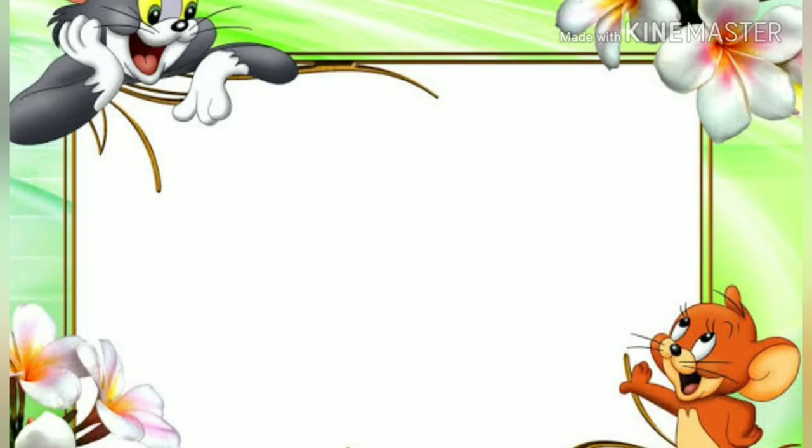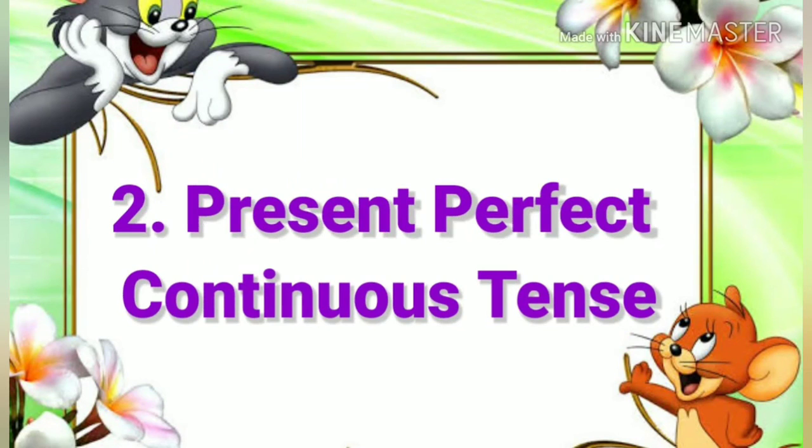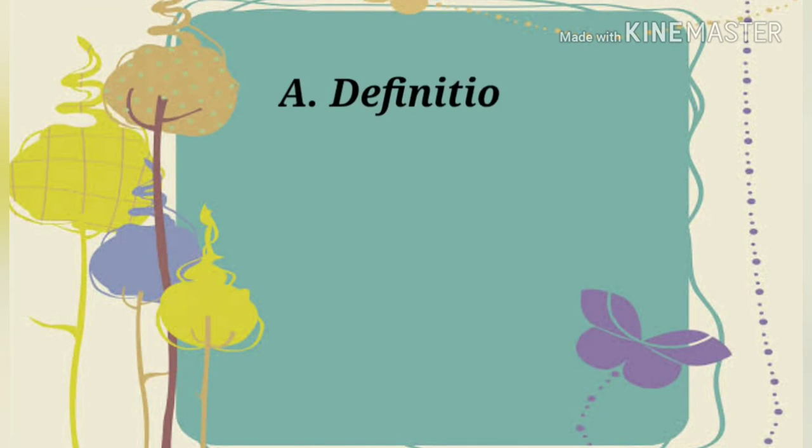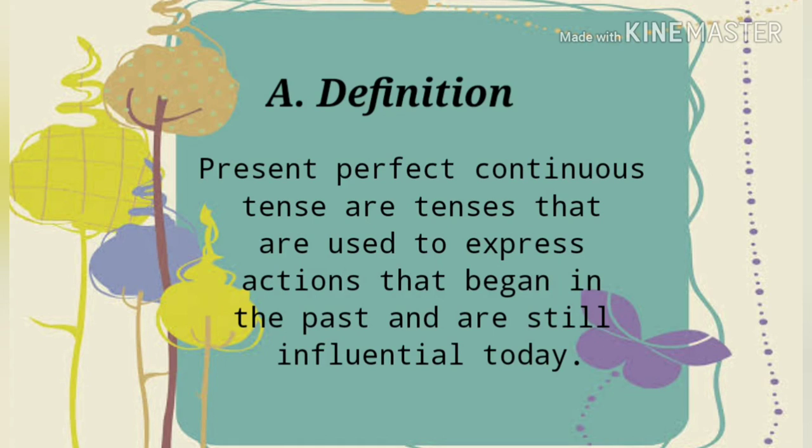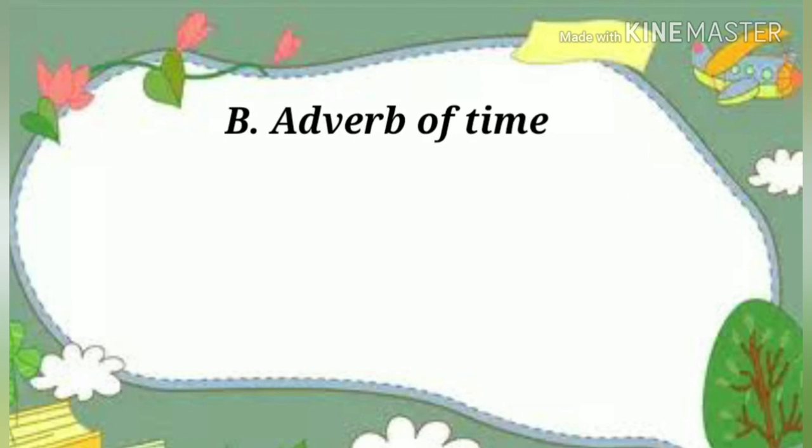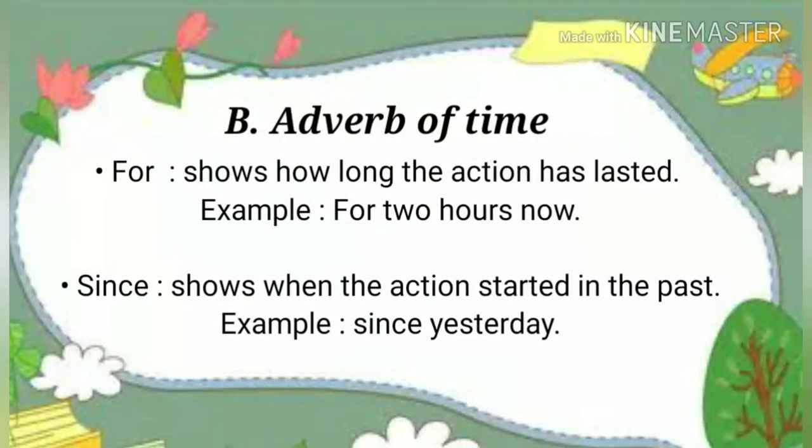Next, we will discuss the present perfect continuous tense. Definition: the present perfect continuous tense is used to express an action that began in the past and is still influential today. Adverbs of time used in the present perfect continuous tense are since and for. Since shows when the action started in the past, for example, since yesterday. For shows how long the action has lasted, for example, for 2 hours now.